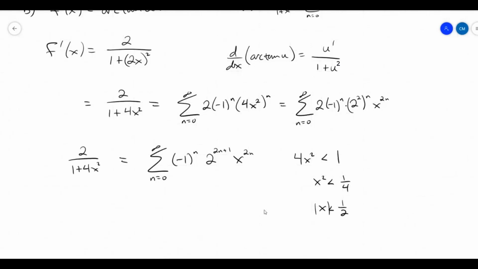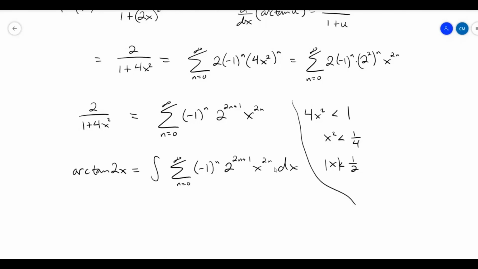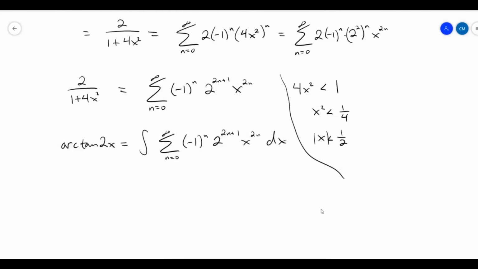Now, if I take the antiderivative of both sides of this, then I should get back to arctan 2x, right? So arctan 2x must be equal to the integral of this power series. Okay, and then we have to put a dx on the end. This is a regular old integral. Anyway, the integral is just as easy as the derivative. It's just the power rule for integration now. What does the power rule for integration say?